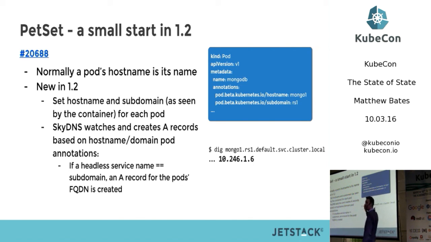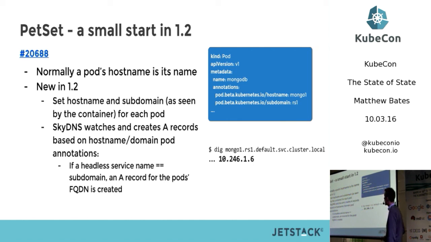So normally a pod's name is its hostname, but now you can set a hostname and a subdomain annotation. A very small snippet there probably shows you how you can use it, but effectively you just use it as you would any normal annotation. In this case, I've annotated it with the name of the host, Mongo 1. I've also given it a name of the set, which is going to be replica set 1 in this case.